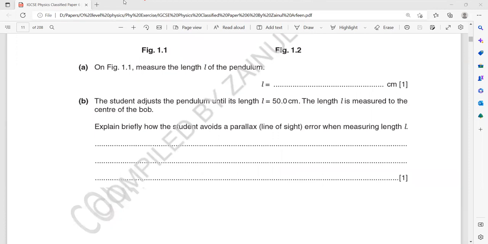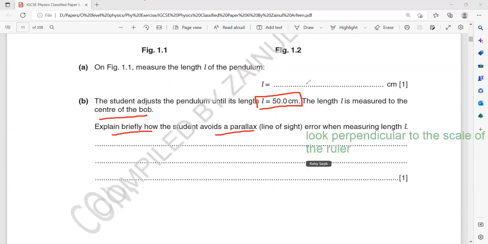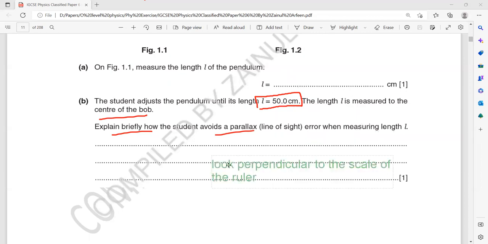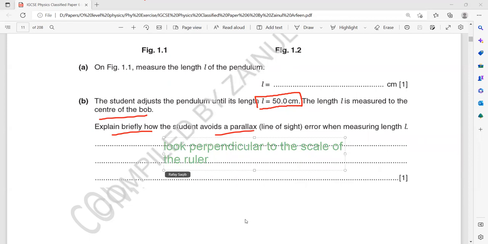Then the student adjusted the length of the pendulum to be 50. Now the new length is 50. The length L is measured to the center of the bob. Explain how the student avoids a parallax error when measuring the length. He should look perpendicular to the scale, and he can also use the aid of a set square, which can reduce the chance of a parallax error.